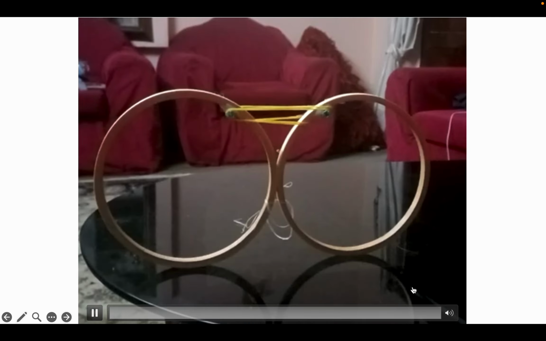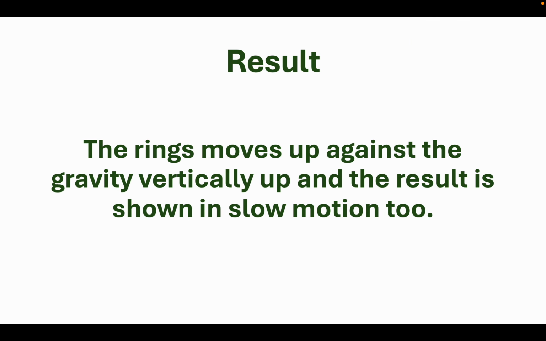Okay, let's move to the next slide. The rings move vertically up against gravity, and the result is shown in slow motion too. Yes, you can see it in slow motion too, and it's clear that both the rings have moved forward, I mean upward, against gravity, and there is no chance of any friction.